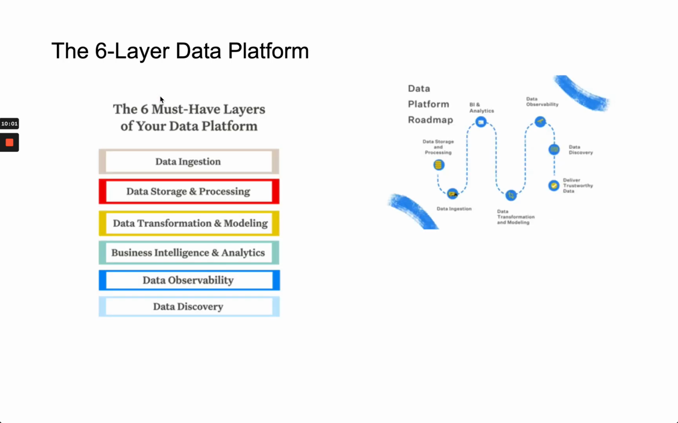When we're going into the 6-layer data platform, or when we're splitting out a data platform into 6 different layers, these are the general categories of tools that we define the modern data stack or data platform as. So we'll go from top to bottom, starting with data ingestion. With data ingestion, as you can tell from the name, this is bringing data into the warehouse, lake, or lakehouse for your particular use case.